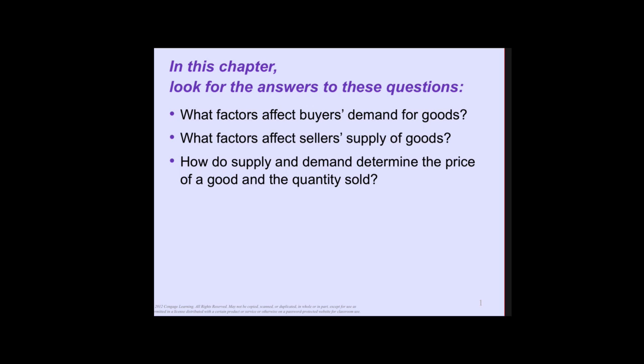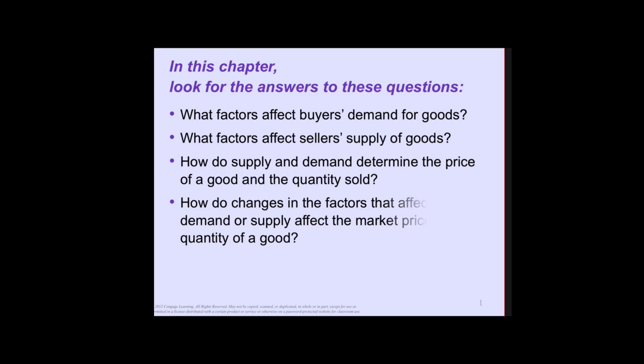So how do supply and demand determine the price of a good and the quantity sold? And that's all about creating the graph and simply reading the graph. How do changes in the factors that affect demand or supply affect the market? When you look at the factors that affect demand for a good or supply for a good, they can cause supply or demand to increase or decrease. And as that happens and you lay it on the supply and demand curve, that changes the price. You have to be able to graph these and correctly read the graph.